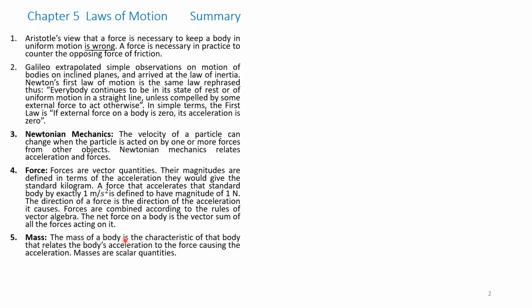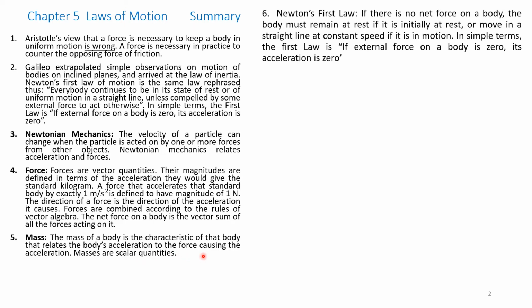Mass. The mass of a body is the characteristic of the body that relates the body's acceleration to the force causing the acceleration. Masses are scalar quantities. Point number 6. Newton's first law. If there is no net force, the body must remain at rest if it is initially at rest, or move in a straight line at constant speed if it is in motion. In simple terms, the first law is: if the external force on a body is zero, its acceleration is zero.